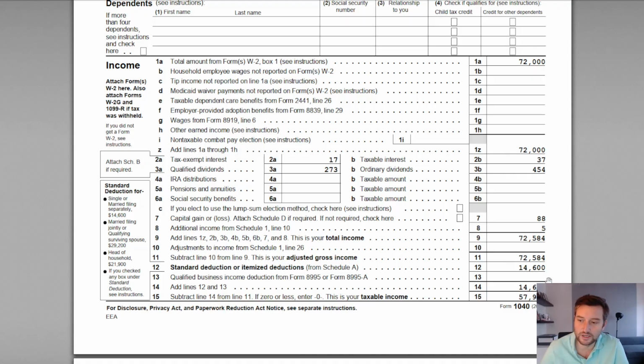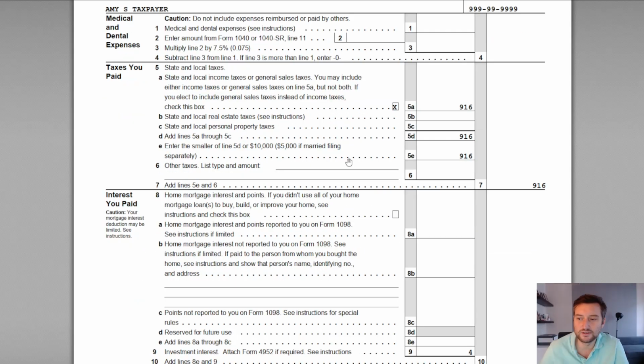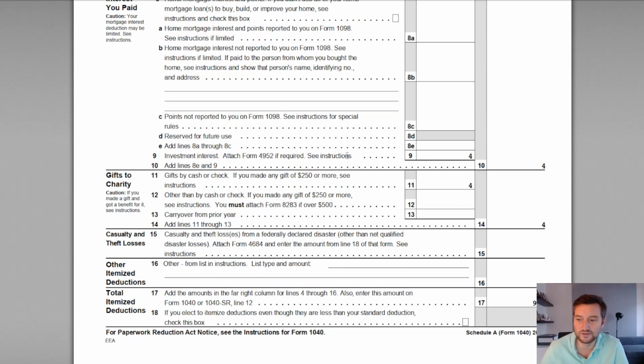If we look at line 12, we can see Amy is claiming the $14,600 deduction. She is not itemizing deductions. We've included this Schedule A just for the sake of being able to trace this to make it easier. Here we can see Schedule A, itemized deductions. The total amount of itemized deductions that Amy has amounts to $924. So obviously she's not going to use this. She's going to use the standard deduction instead.